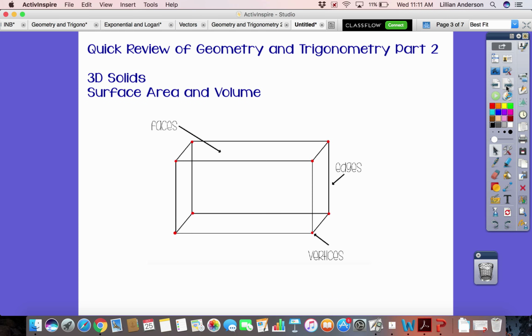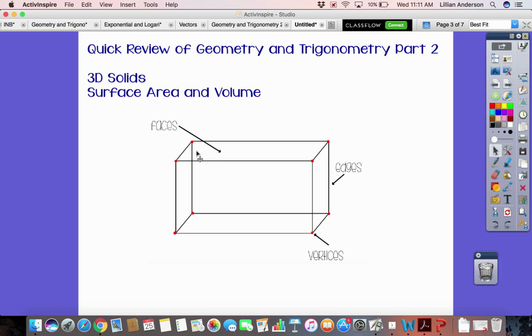A quick review of geometry and trigonometry part 2. This is where we talked about the three-dimensional solids. This was your prisms, your pyramids, your cubes, your cones, your spheres, your cylinders. Okay, just to recap your memory, you have a three-dimensional figure.